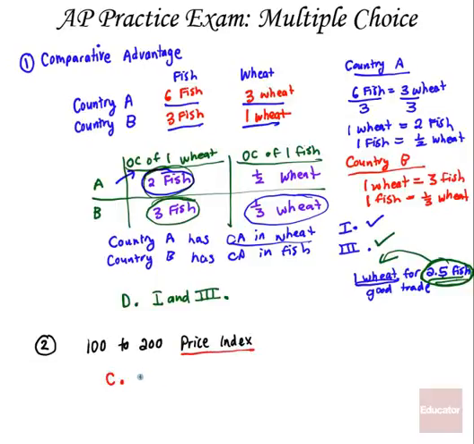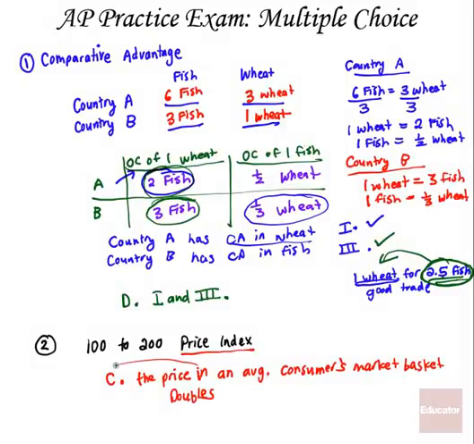So the answer is that the price in an average consumer's market basket doubles. Now let's go over why D and E would not be correct either. D, all consumer goods prices are doubled. Again, a price index only measures a basket of goods. And E, all prices in the economy are doubled, which again, there's no way to measure all the prices in the economy specifically through a price index.